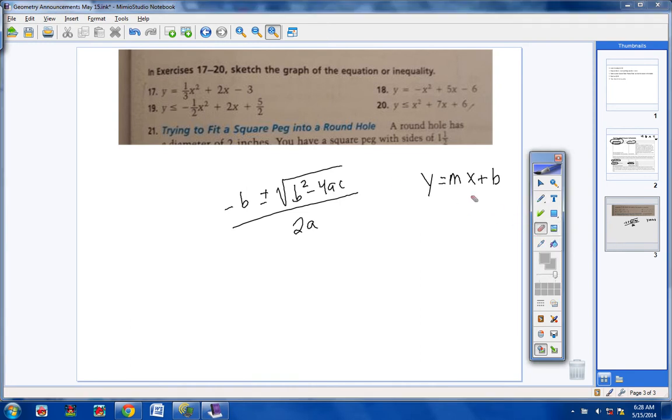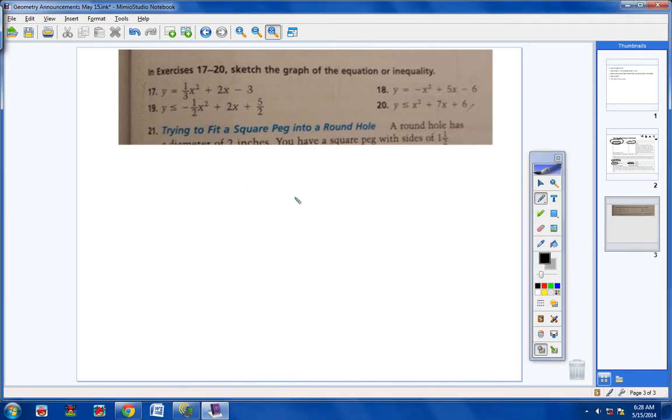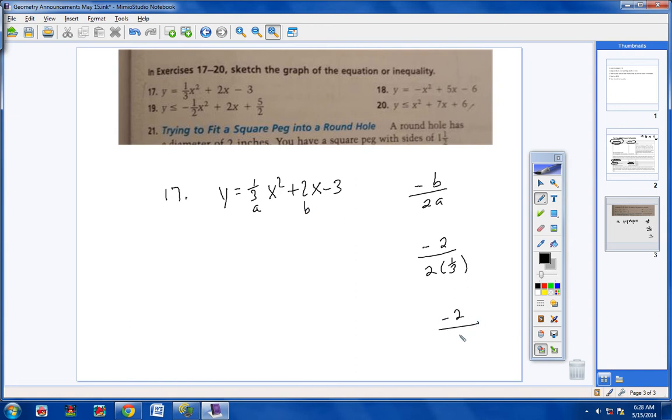Now, let me very quickly work these problems out for you, okay? Let's start with number 17. Y equals 1/3 x squared plus 2x minus 3. First of all, you want to find the vertex using negative b over 2a, okay? So that would be negative 2 over 2 times 1/3, because this is a and this is b. Next, I would have negative 2 over 2/3, 2 times 1/3.